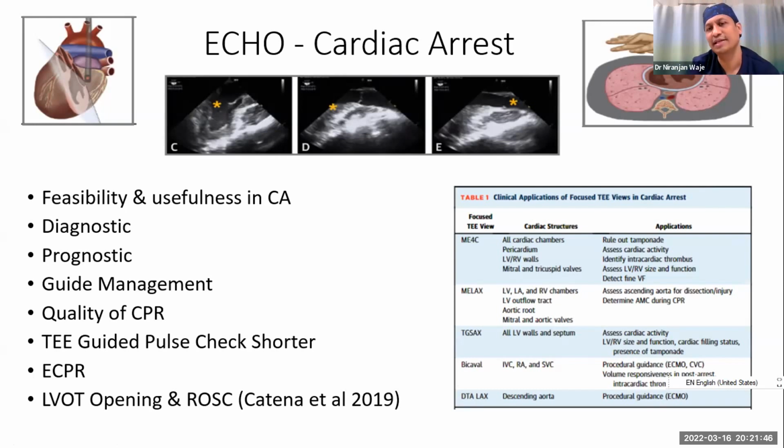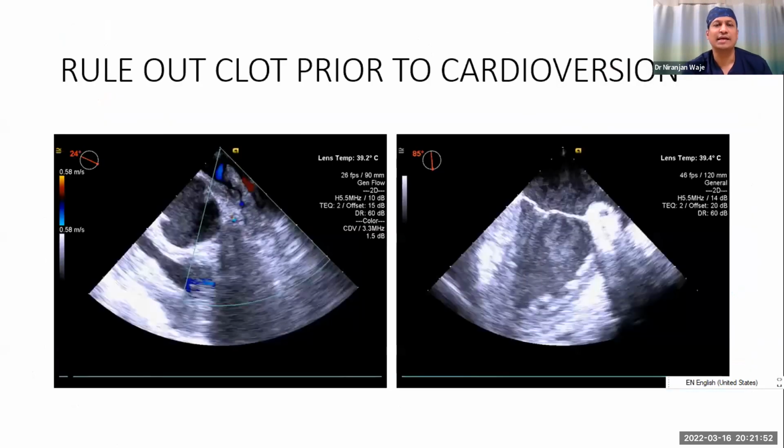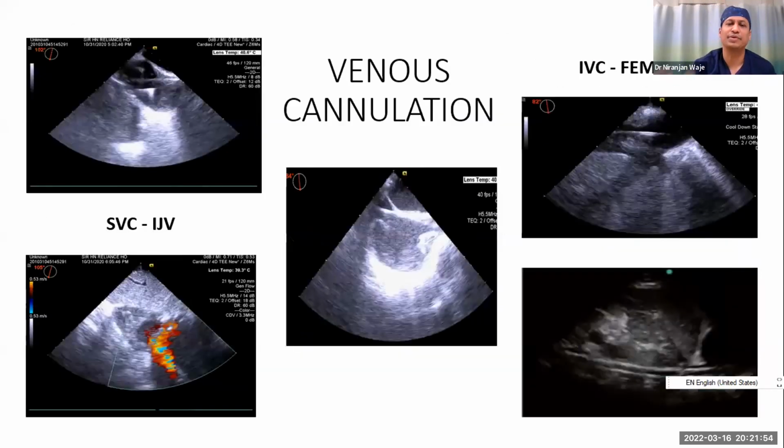Suppose you have acute ROSC and the heart is still not adequately pumping. You can use a TE for the ECPR, where you put this, and it can let you guide the venous ECMO cannulation.